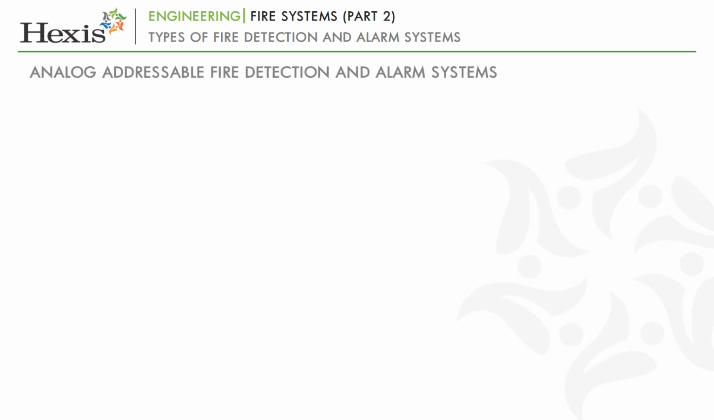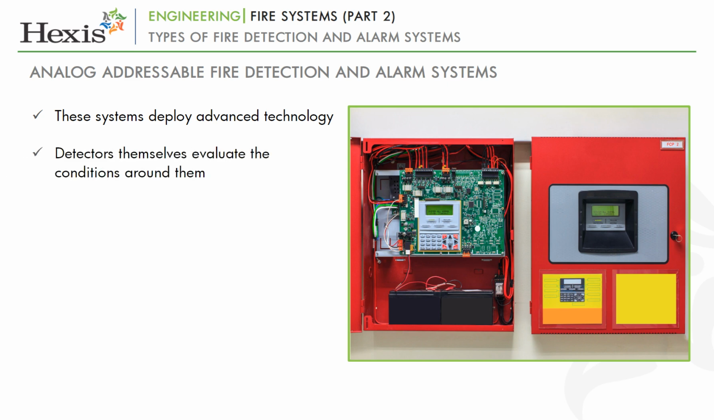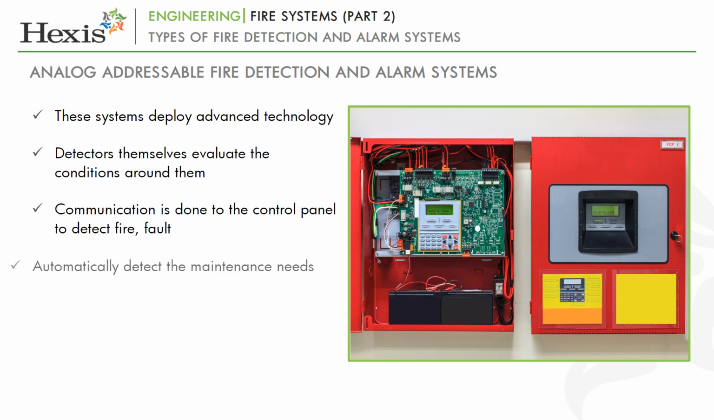Another version of the addressable system, known as the analog addressable system, is deployed with advanced technology. Here, the detectors themselves evaluate the conditions around them and communicate to the control panel whether there is a fire, fault, or the detector head needs cleaning. These systems are also known as intelligent systems.